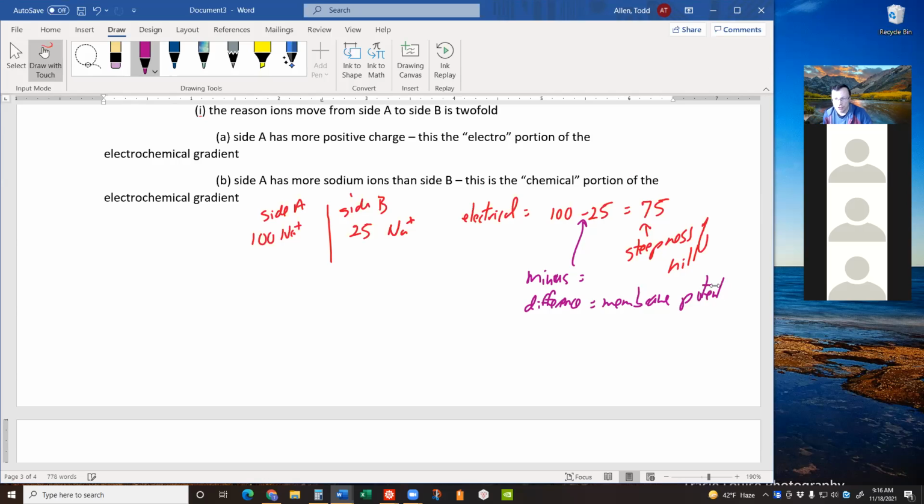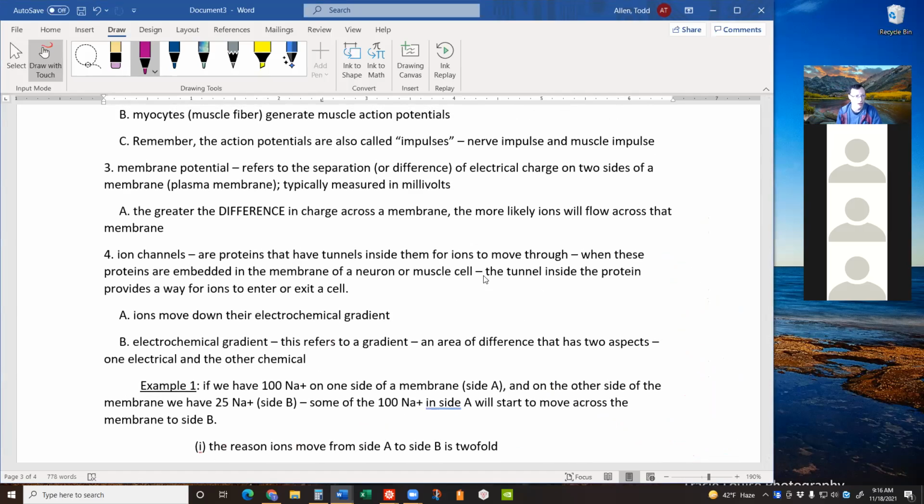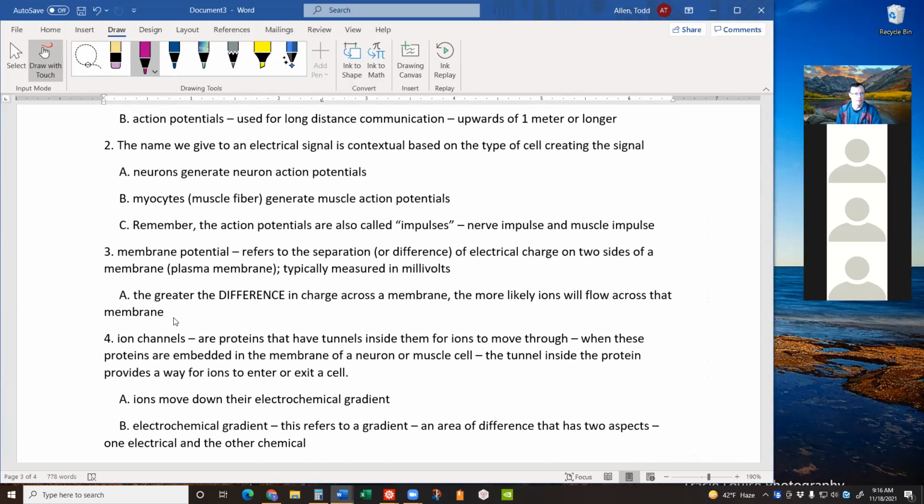The greater the difference in membrane potential, the more likely ions are to move across the membrane, right? Didn't we put that up in your notes somewhere up here? Here it is. Right here is what I'm talking about. The greater the difference in charge across the membrane, the more likely ions will flow across that membrane. That's what I'm trying to get you to see.